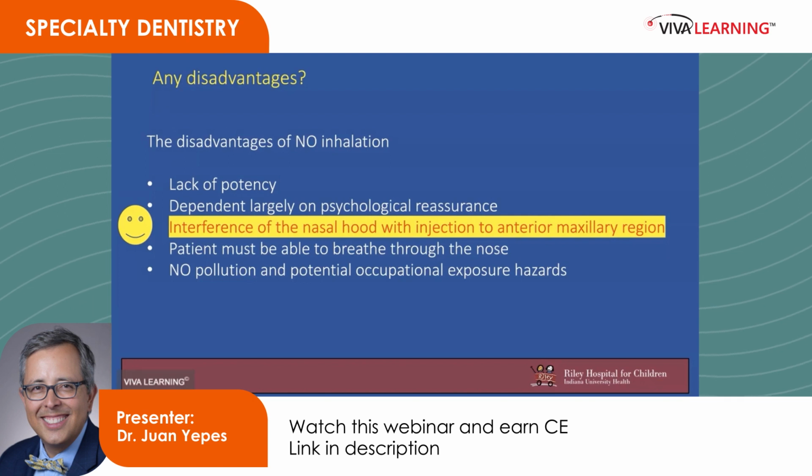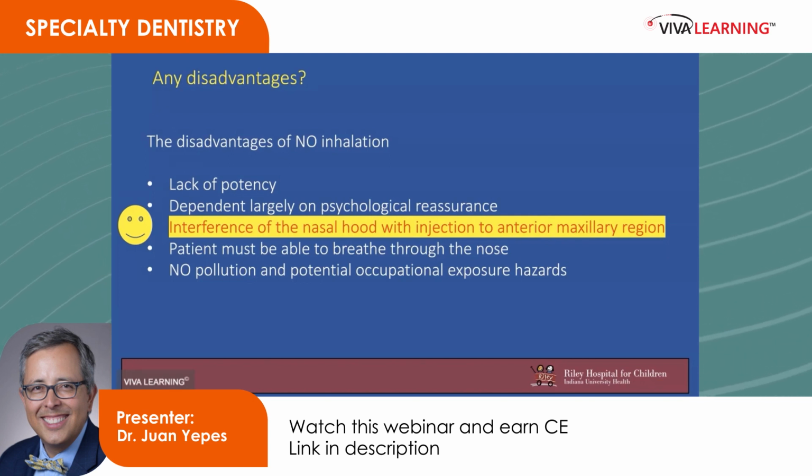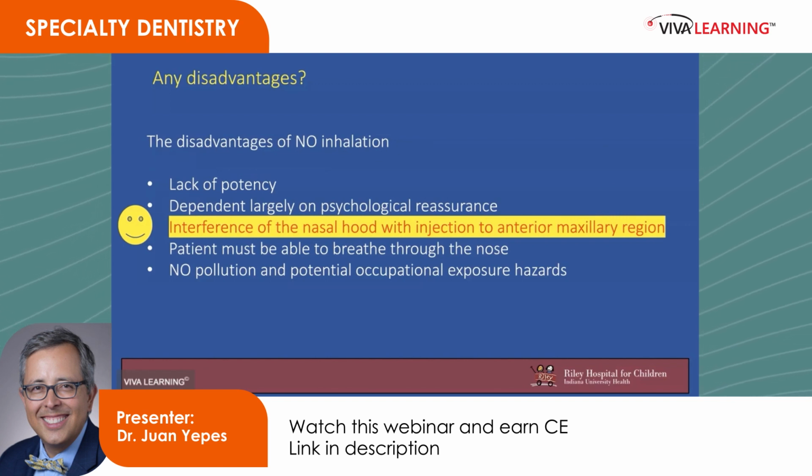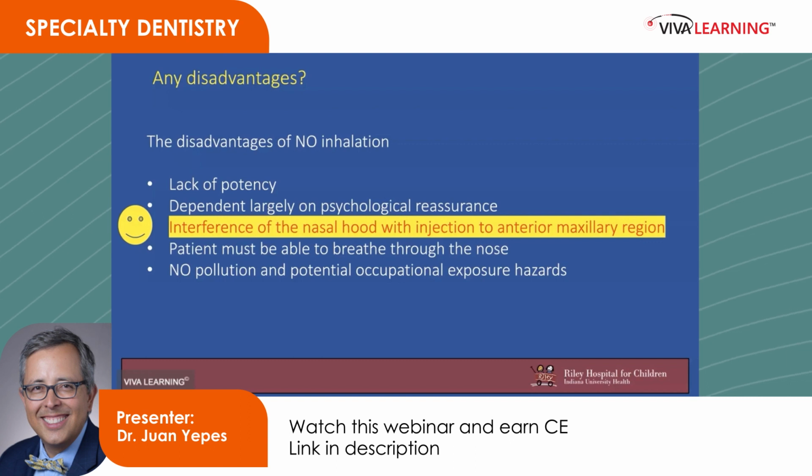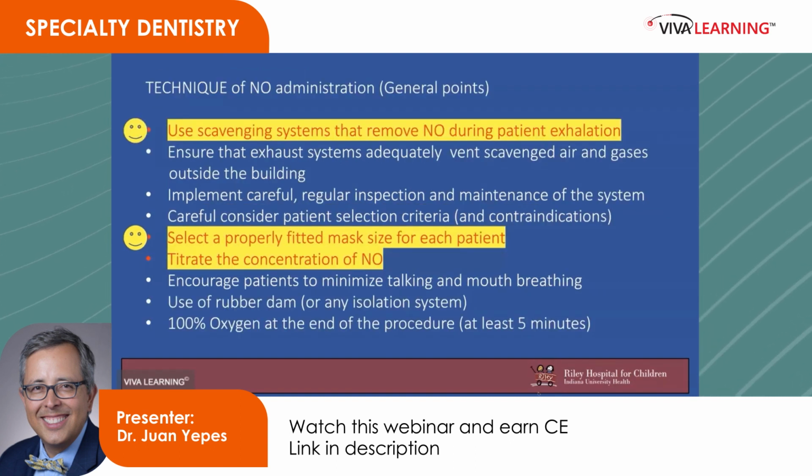Sometimes one of the disadvantages of using nitrous oxide is the interference of the nasal hood with the injection to the anterior maxillary region. I will show you some pictures in a few minutes about different nasal hoods. We want to try to use the one that is less prominent, because the really prominent ones are going to interfere with the injection. The patient must be able to breathe through the nose, obviously, and there is nitrous oxide pollution and potential occupational exposure hazards. So the technique for nitrous oxide administration, these are my general points.